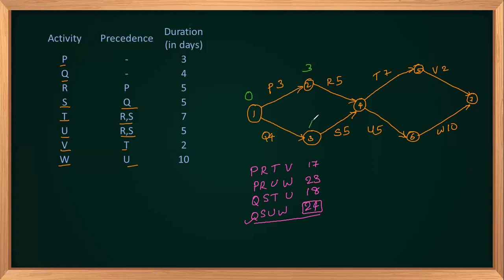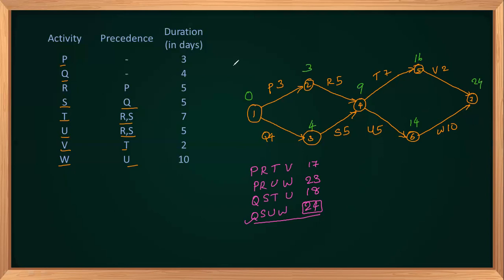This will be 4. There are two ways, 3 plus 5, 8, or 5 plus 4, 9. So it will be 9. So this way, 9 plus 7, 16, 9 plus 5, 14. So this will be 16 plus 2 or 14 plus 10. So 14 plus 10 will be highest. So 24. Now the latest backward pass we can do.